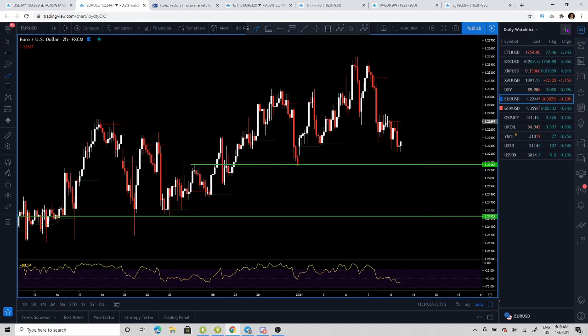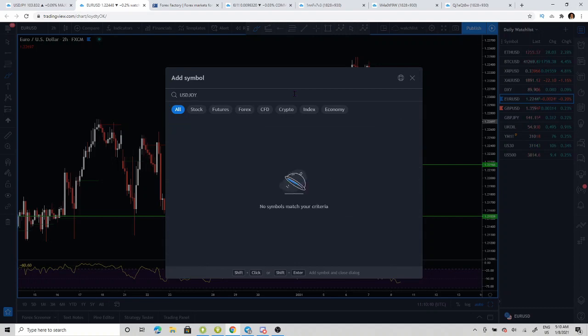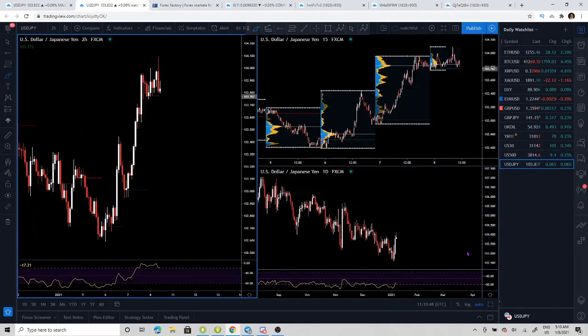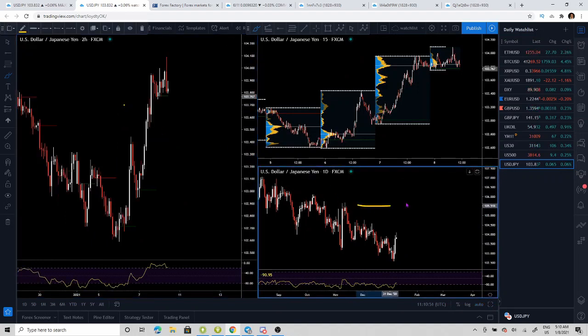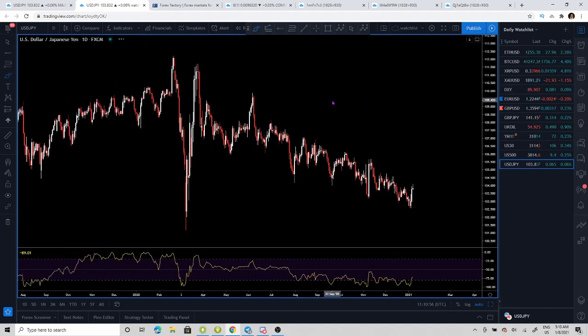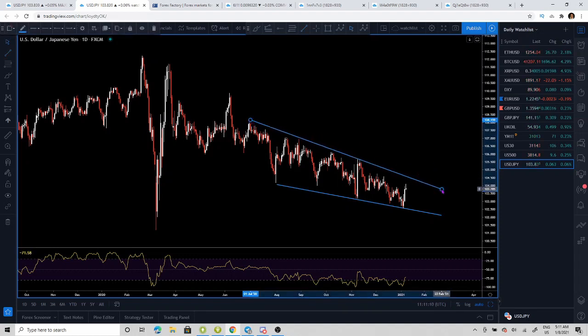Now let's have a look, well, that's my MT5. Let's have a look at the US dollar Japanese yen to end this video. Quite interesting, the US dollar Japanese yen, actually. We're going to start by looking at the daily on the US dollar Japanese yen. The daily just looks awful, right? Horrible, horrible chart. But if you notice, we are trading inside of a structure, right? This is a horrible structure on the daily, but a structure nevertheless.